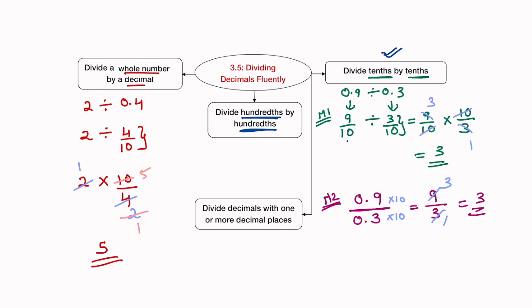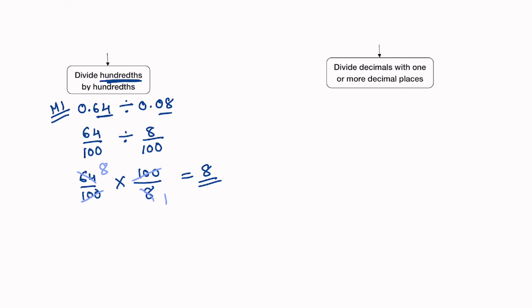The same way we do it here now. So let's see that method. So we say 0.64 upon 0.08. That's 0.64 divided by 0.08. Now it's hundreds. So we say times 100 and times 100. So this fraction will become 64 upon 8. And we know that 64 upon 8, right? It's like 64 divided by 8. So that's 8. So the answer to this is 8. And that was method 2.